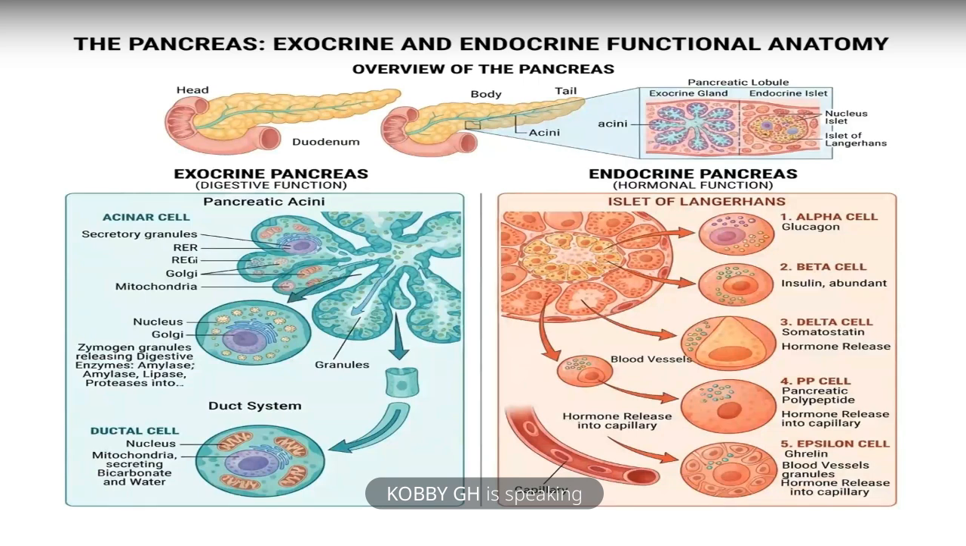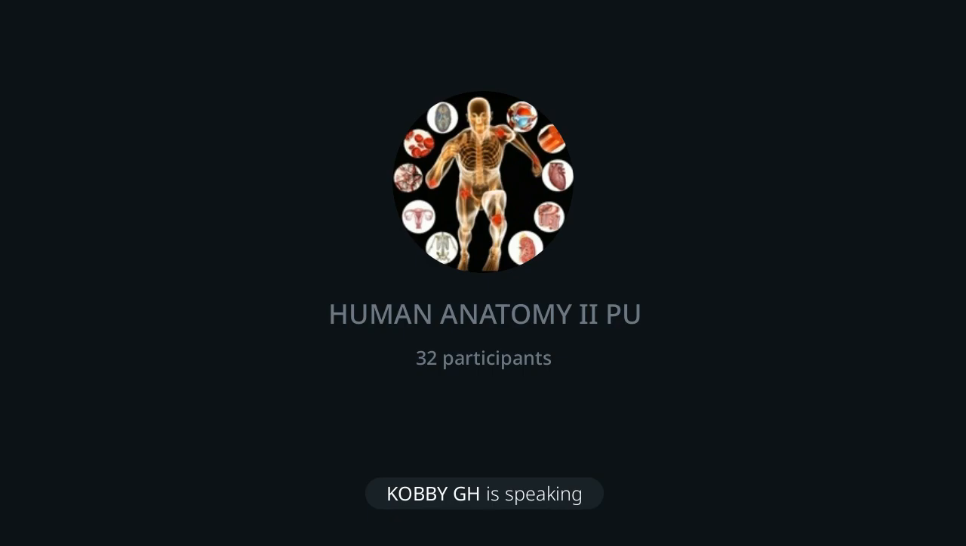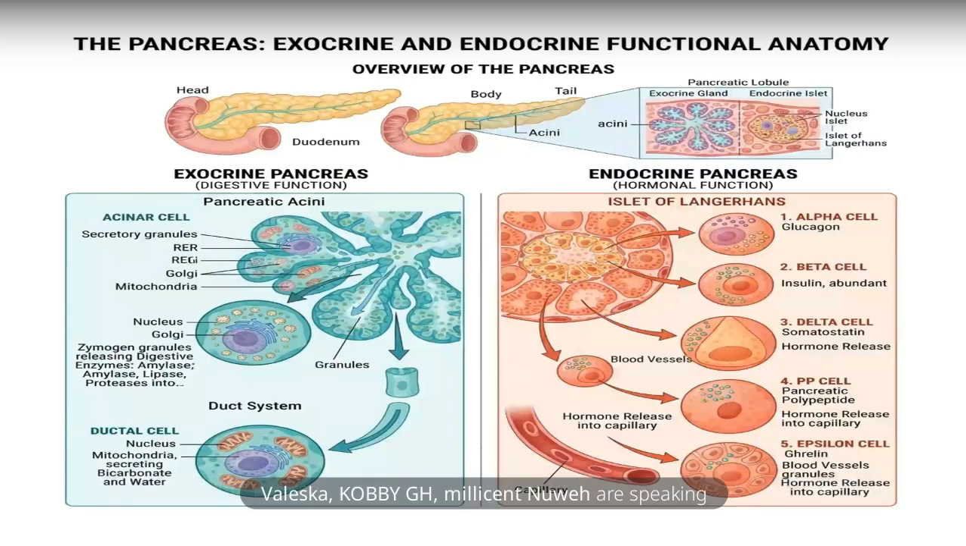This is the last page we will end on. What cell in the endocrine pancreas produces glucagon? Alpha cell. What cell produces ghrelin? Epsilon cell. What cell in the endocrine pancreas produces somatostatin? What cell in the endocrine pancreas produces insulin? Beta cells.